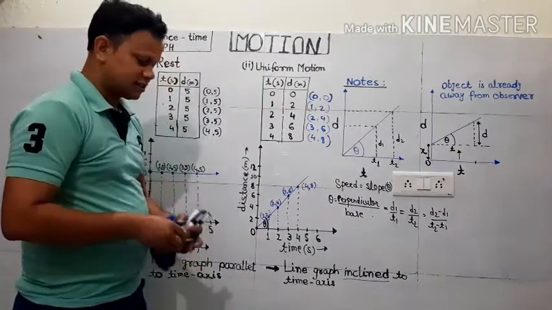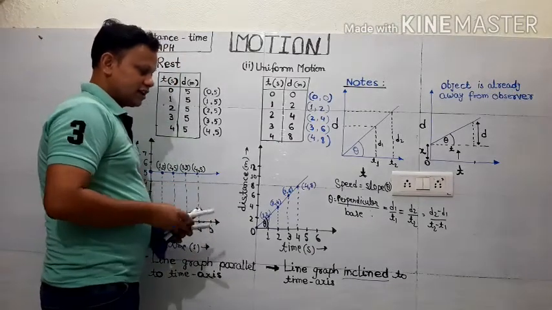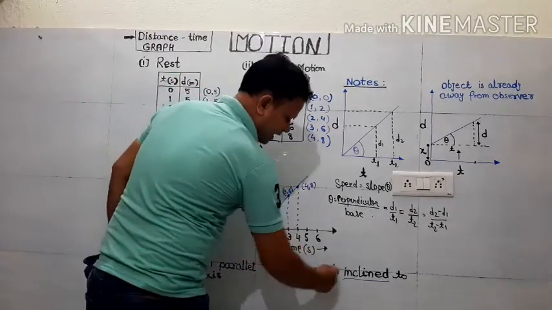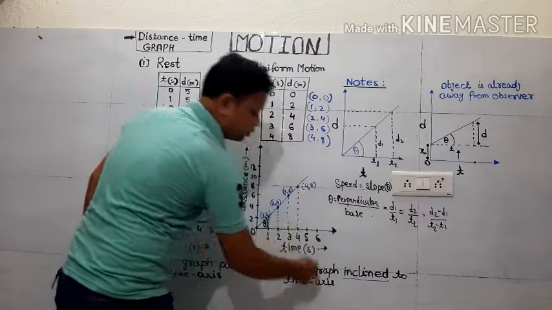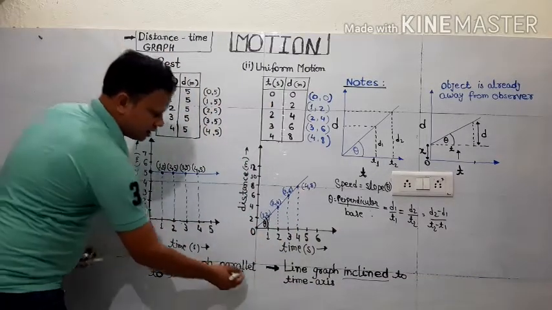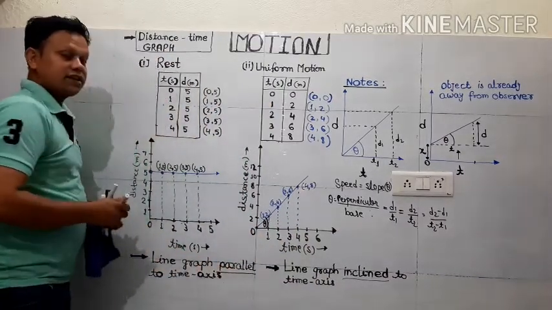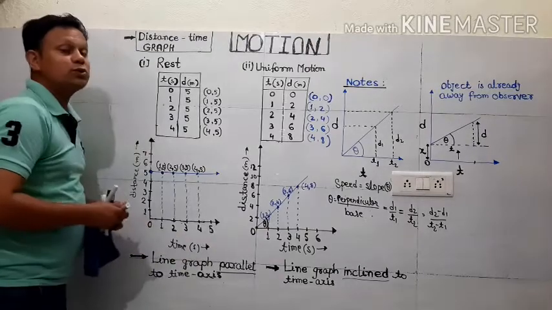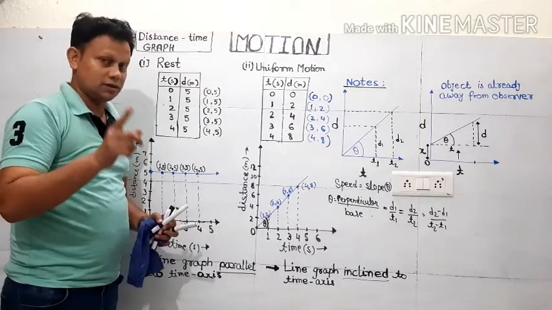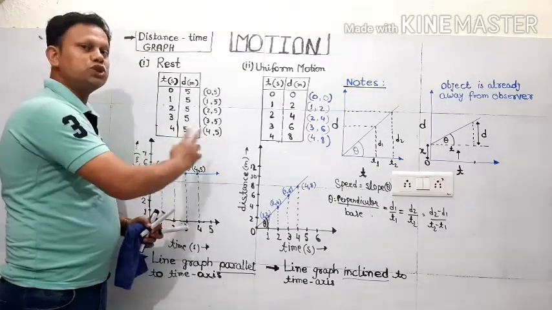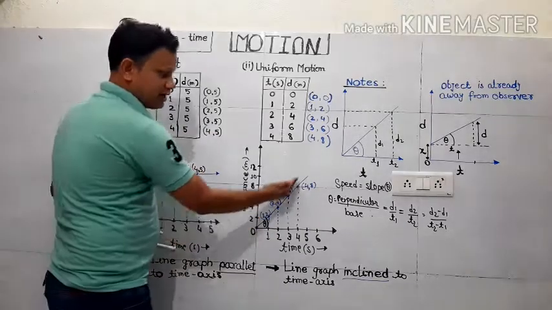But what is different in this? Here we see that the line graph is inclined to the time axis. And what do we observe for the rest? That line graph is parallel to the time axis. So please be alert to the difference between these two situations. So this is a line graph.